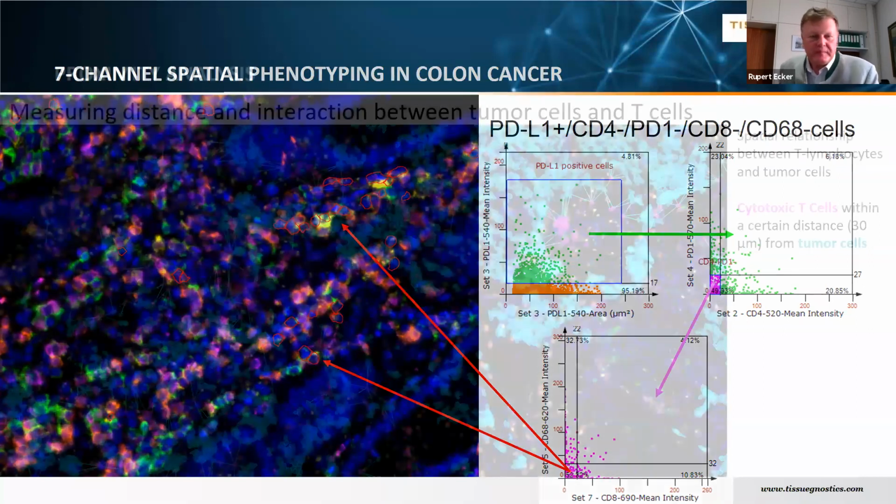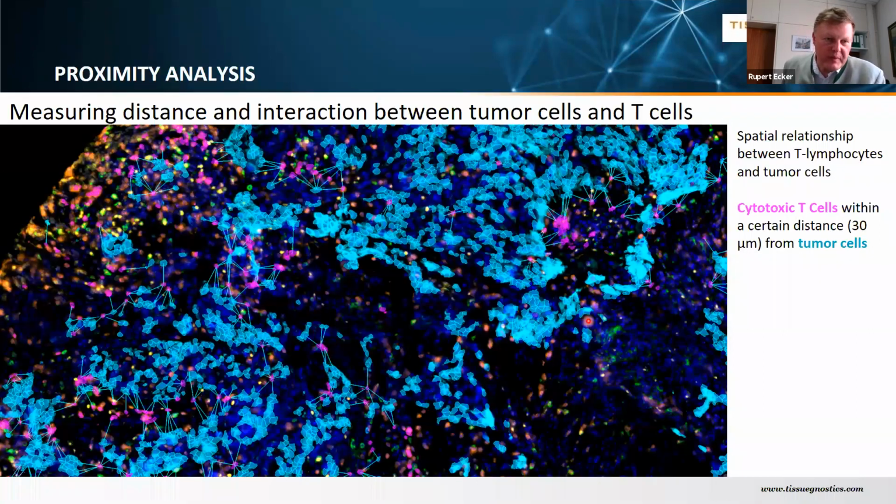This can also be shown with such lines. So in blue, this is the proximity analysis. In blue, we have the tumor cells. In this whatever pink color are the cytotoxic T cells, and the lines indicate those tumor cells which have cytotoxic T cells within the 30 micrometer margin or vicinity.